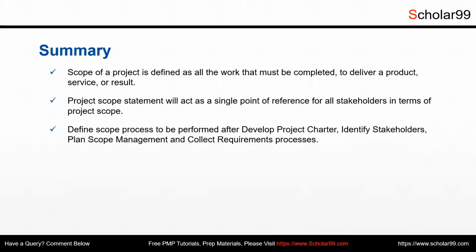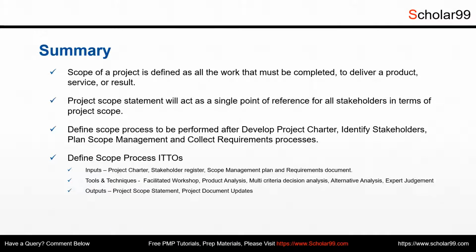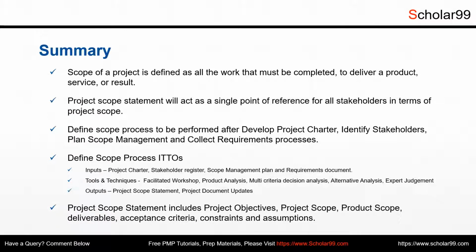Define scope process ITTOs, inputs being project charter, stakeholder register, scope management plan, and the requirements documentation. Tools and techniques being facilitated workshops, product analysis, multi-criteria decision analysis, alternative analysis, and expert judgment. Outputs being project scope statement and project document updates. The project documents that get updated during this process are the assumptions log, requirements documentation, requirements traceability, and stakeholder register.